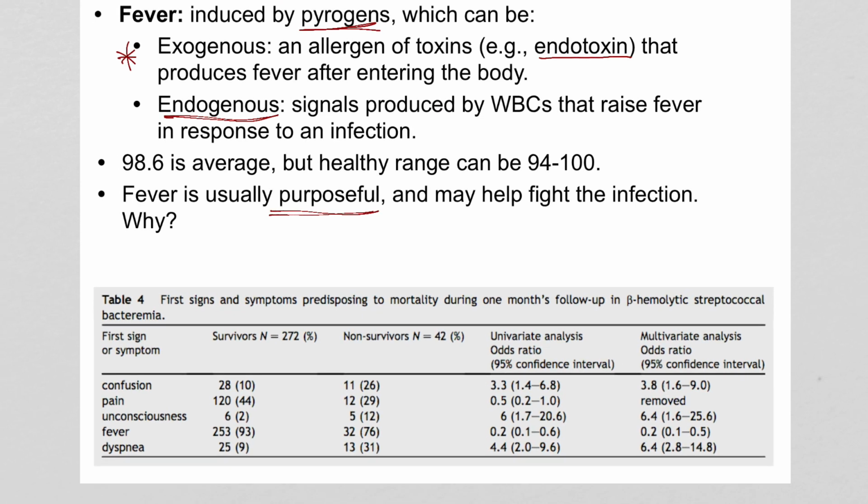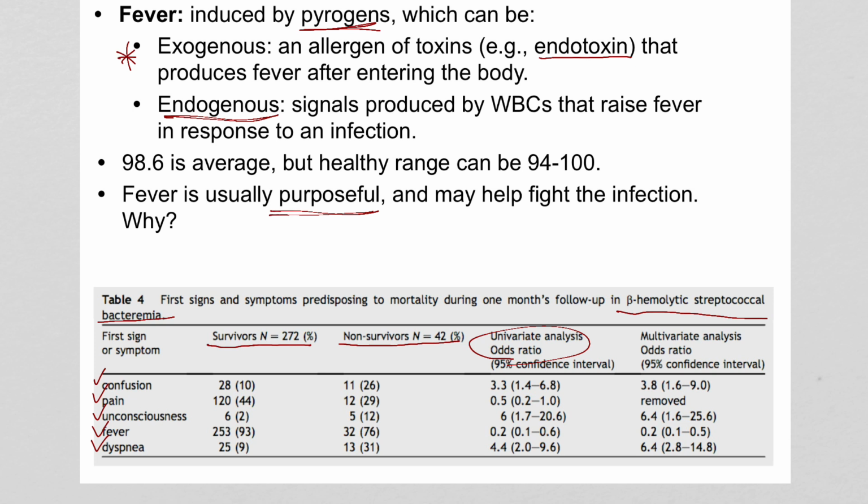This research group looked at people that had a beta hemolytic strep infection, which is serious stuff. That's like strep in your bloodstream. And they compared people that survived the infection to people that didn't. A significant number didn't make it. And they scored it based on a handful of symptoms. Were they confused? Were they in pain? Were they conscious? Did they have a fever? And did they have difficulty breathing? And then they did an odds ratio. An odds ratio tells you whether something is a sign that you're better off or worse off.